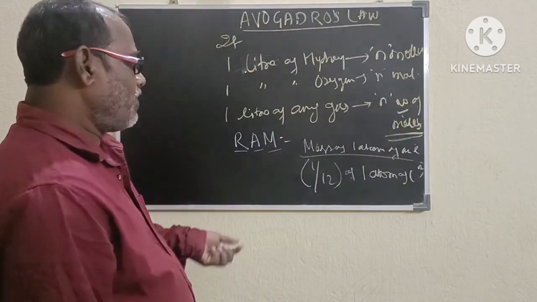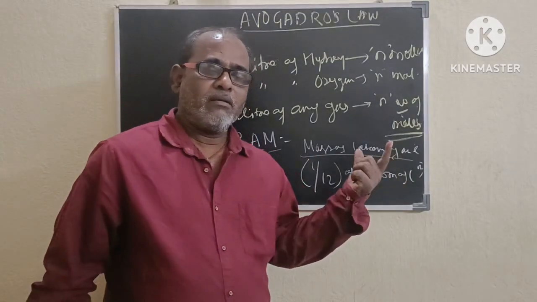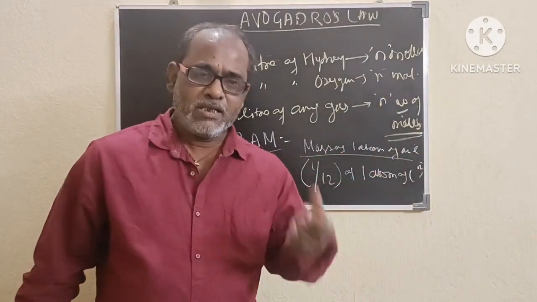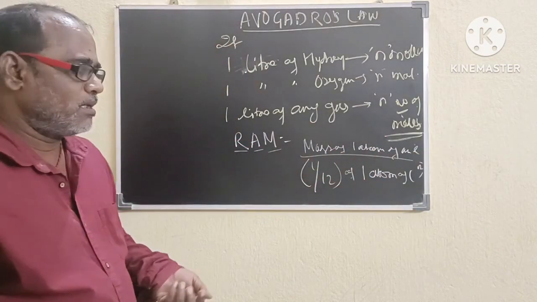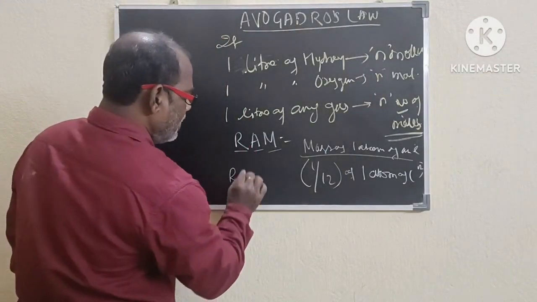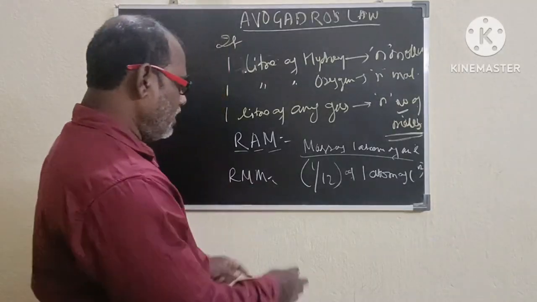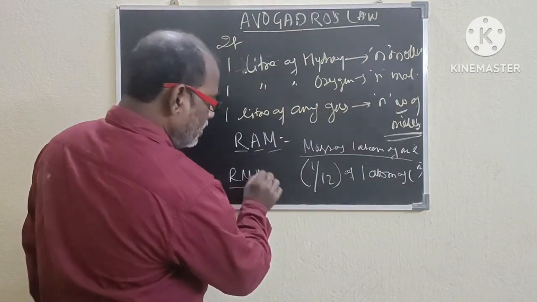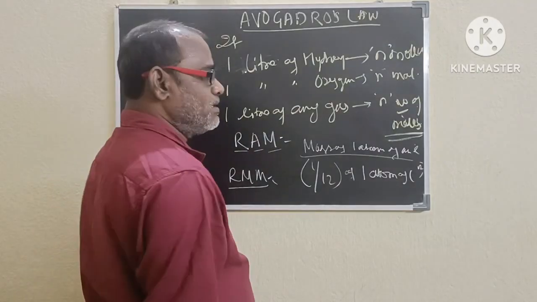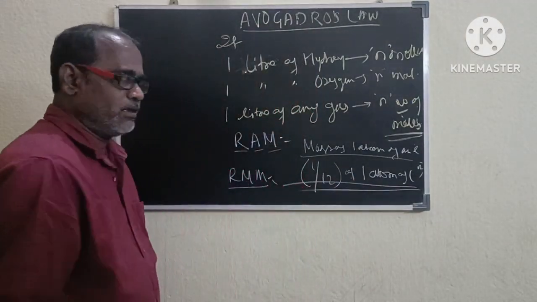And suppose if this relative atomic mass has been measured in gram, then it would be gram atomic mass. Similarly, we also get the relative molecular mass, that is RMM. It is very simple. If you know this, then easily you can define this. Relative molecular mass is the mass of one molecule of a substance divided by 1/12 the mass of one atom of carbon 12. You can go with this.